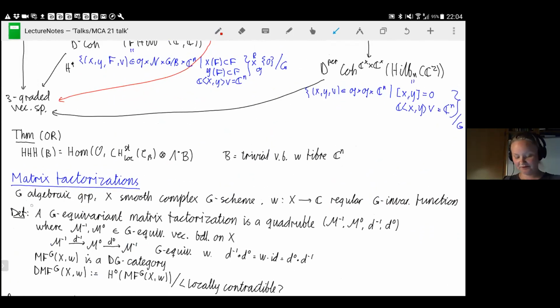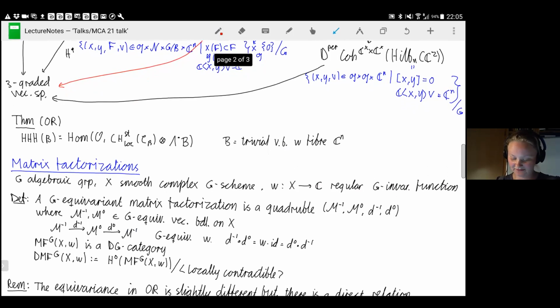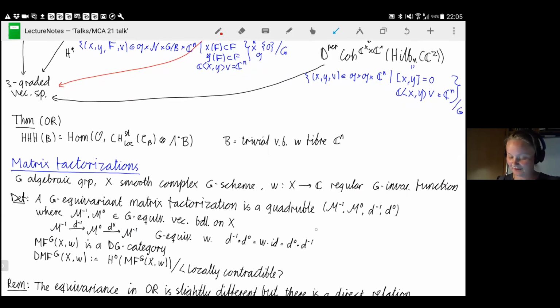So a G-equivariant matrix factorization: I'll take any algebraic group. It doesn't have to be GLN; this is the only section where G doesn't have to be GLN. And then you take a smooth complex G-scheme and you take a regular G-invariant function. Then your matrix factorization is a quadruple. So it has two G-equivariant vector bundles, and then we have this funny differential thing.